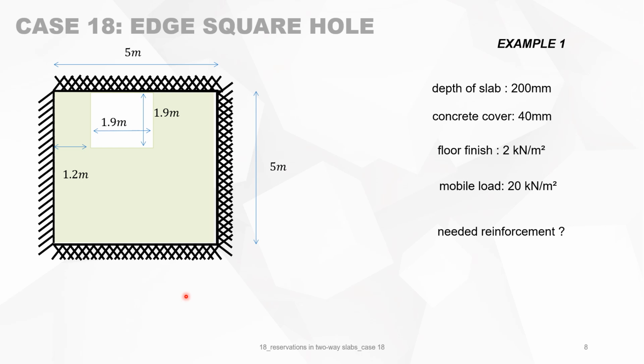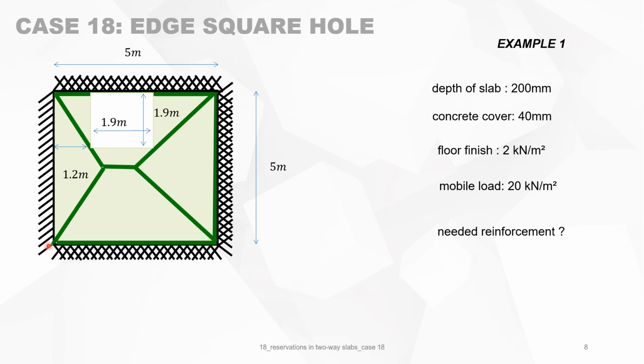We give you now an example of a square slab with a reservation in it. The slab is 200 millimeters, concrete cover 40 millimeters, floor finish 2 kilonewton per square meter, and a mobile load of 20 kilonewton per square meter. And we want to find what is the needed reinforcement. First, we look at the yield lines of the negative bending moments, and then we use the 30, 60, 90 rule. This is 45 degrees, this is 45 degrees. Here too, this is 60 degrees, 30 degrees, 30 degrees, 60, and we draw the yield lines.